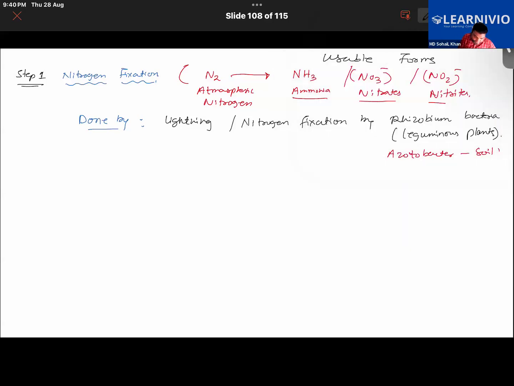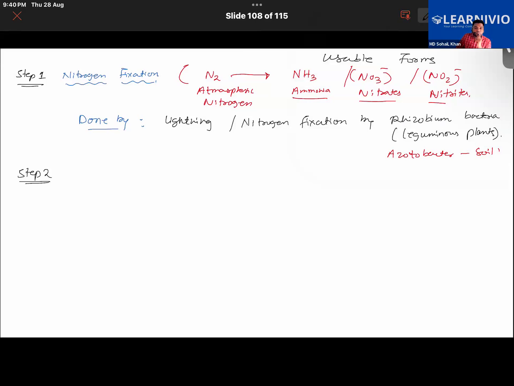In step number 2, let us understand what happens. Guys, if there happens to be any doubt, please let me know. Or if things are a bit complicated, please let me know about that also. So I will try to simplify it.